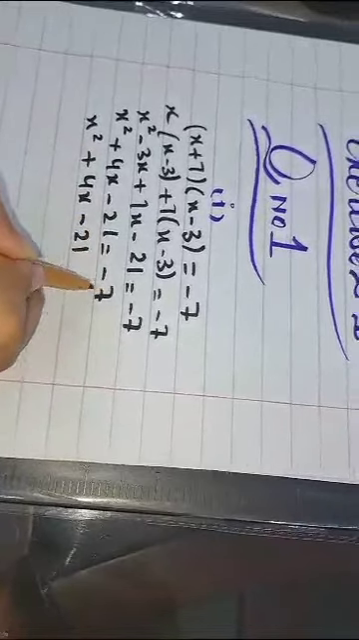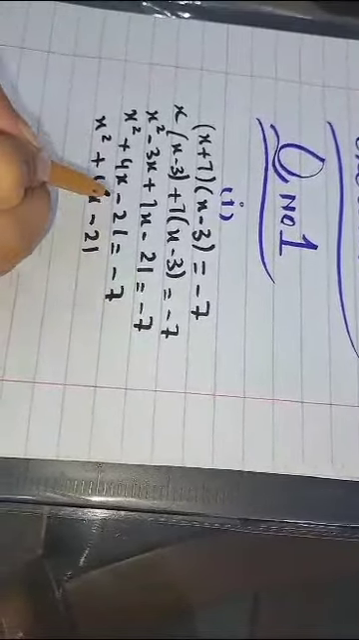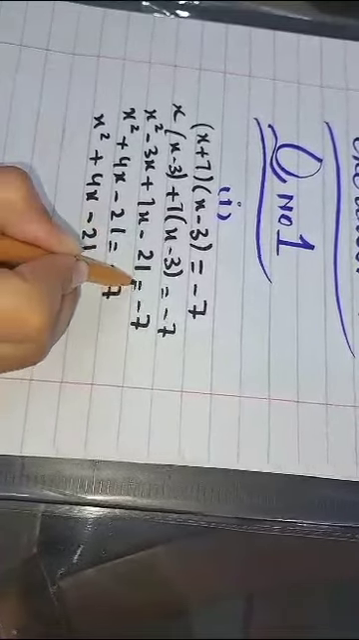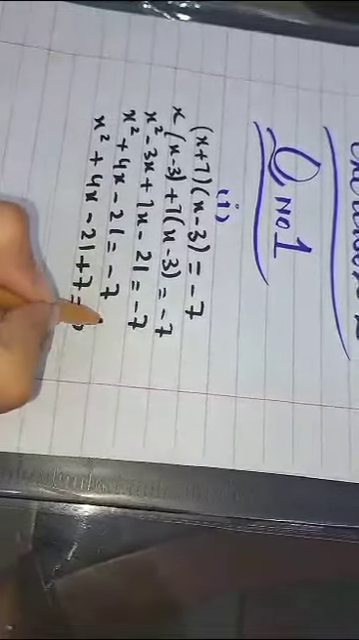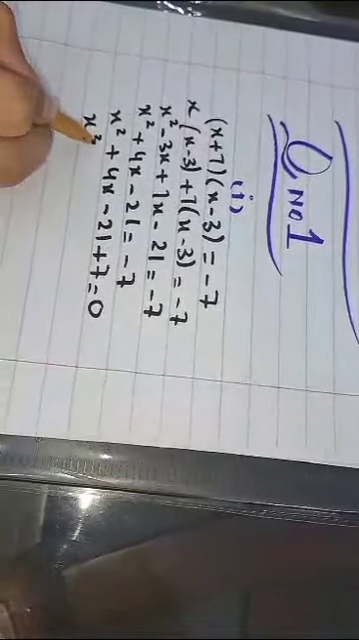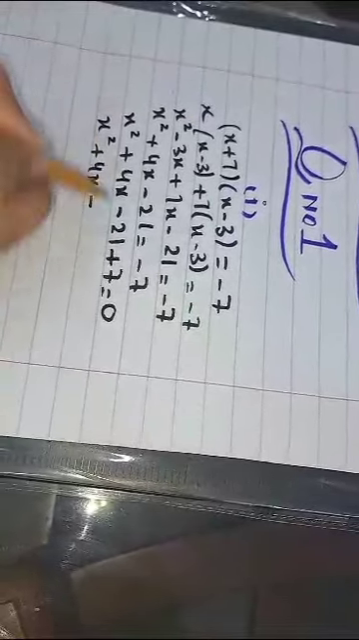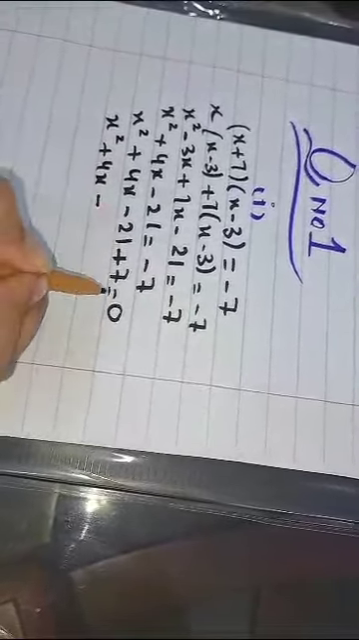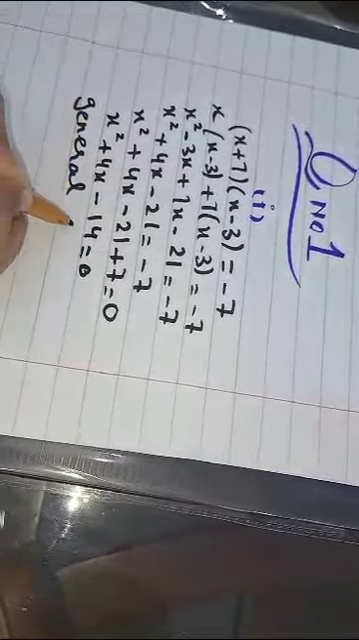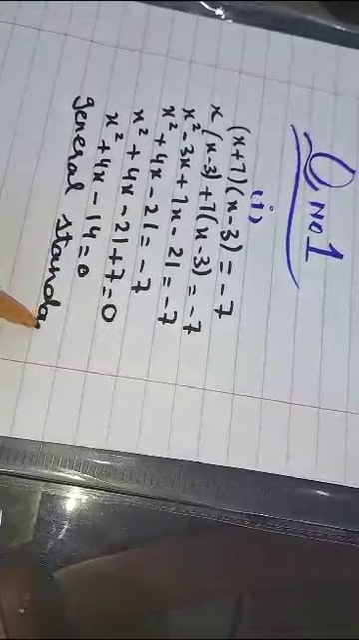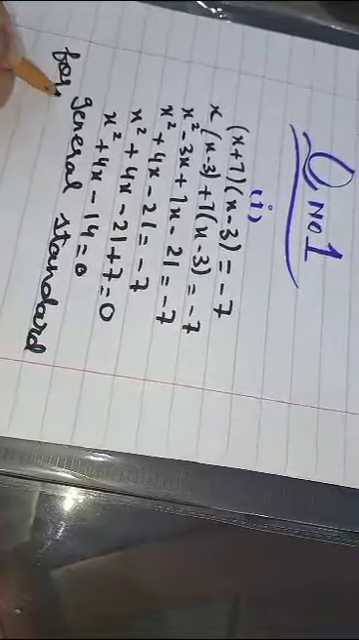If you just see, the 7 has a minus sign and it is on the right side of the equal sign. When the 7 comes to the left side, it will change into +7, equals 0, because we don't have anything to write here. x square plus 4x, and when we combine -21 and +7, it is -14, equals 0. This is our answer. This is the general standard form. You'll write the general standard form: x square plus 4x minus 14 is equals to 0.